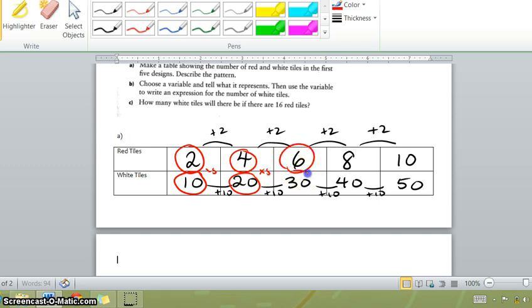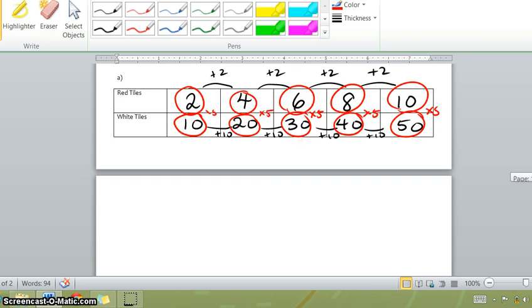What are you doing to get from 6 to 30? Well, 6 times 5 is 30. What are you doing to get from 8 to 40? Well, 8 times 5 is 40, right? And then what are you doing to get from 10 to 50? Well, 10 times 5 is 50.